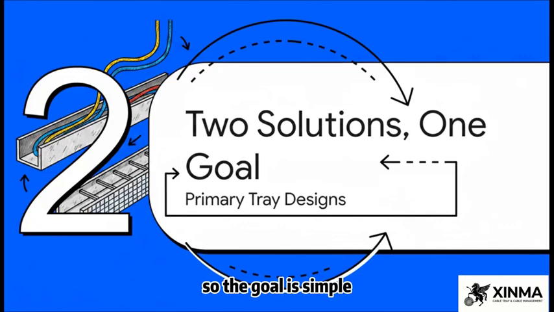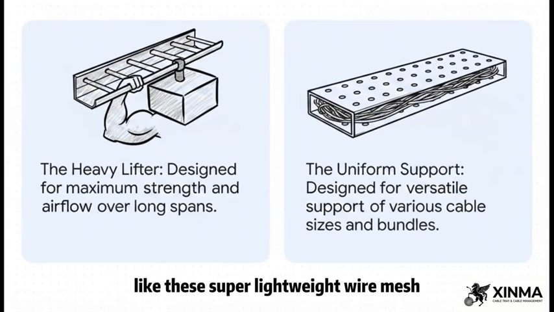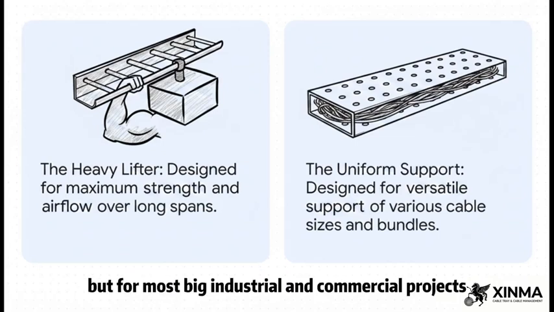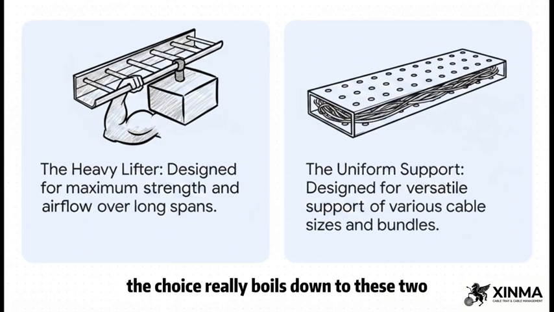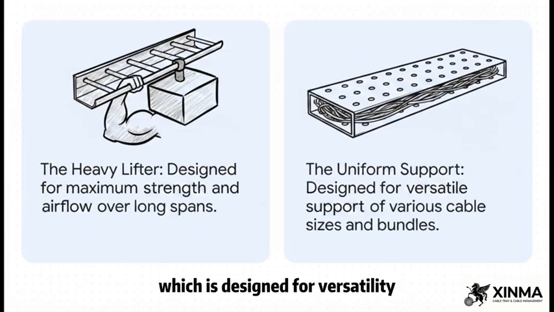So the goal is simple, manage the cables. But there are two fundamentally different ways to get there. Let's dig into the main designs that engineers have to choose from. Now look, there are other specialized types out there, like these super lightweight wire mesh trays you see everywhere in data centers. But for most big industrial and commercial projects, the choice really boils down to these two, and their names give you a huge clue about what they do. On one hand, you've got the heavy lifter, which is all about pure strength. And on the other, you have the uniform support, which is designed for versatility.